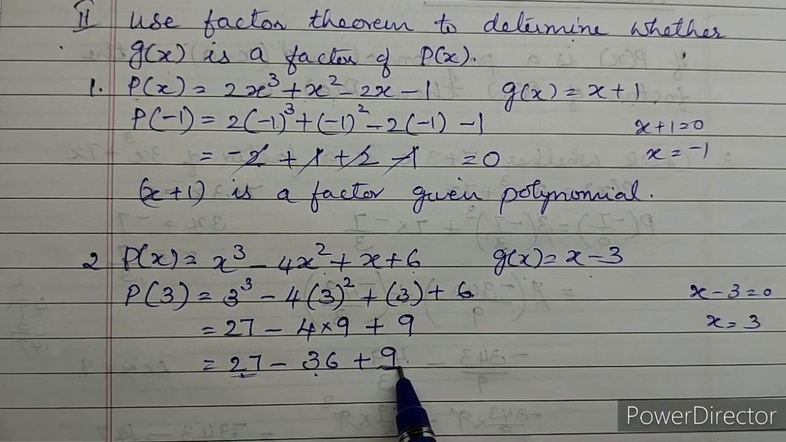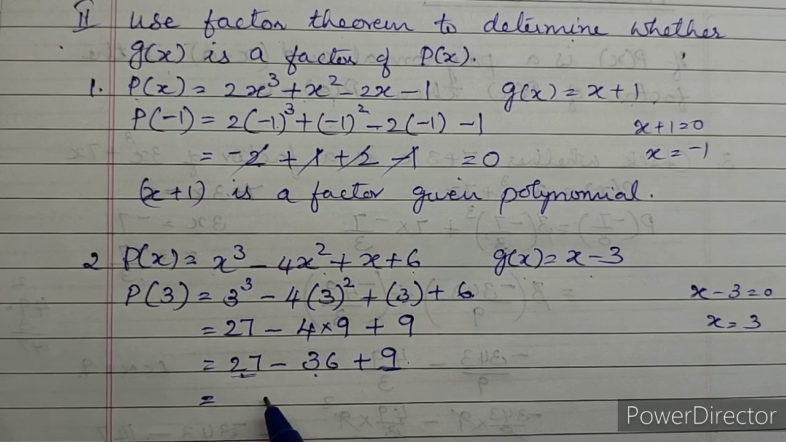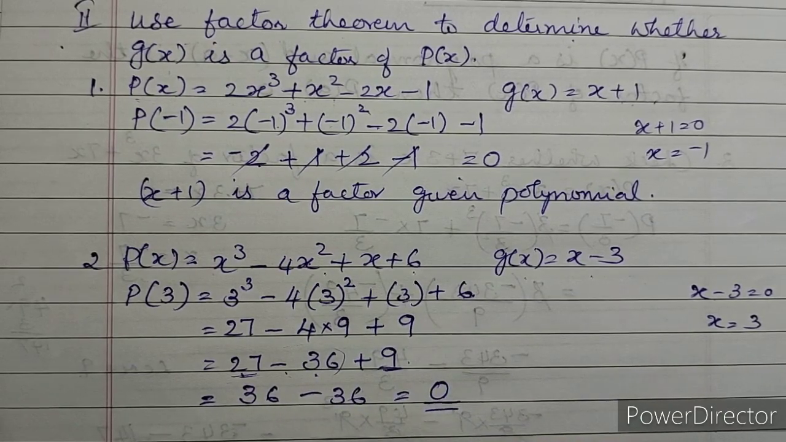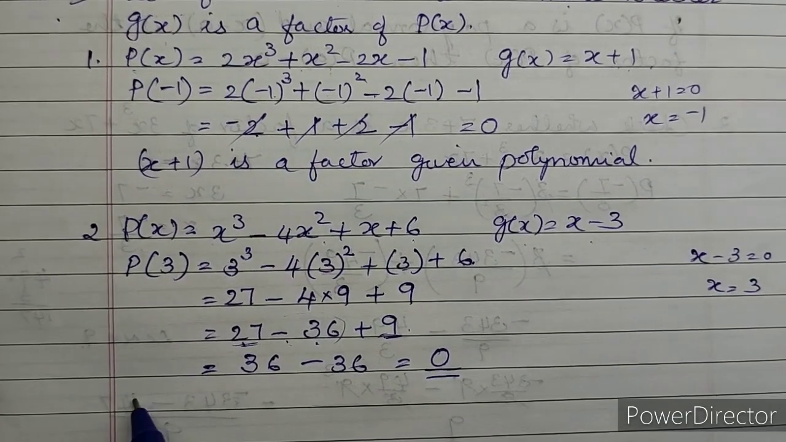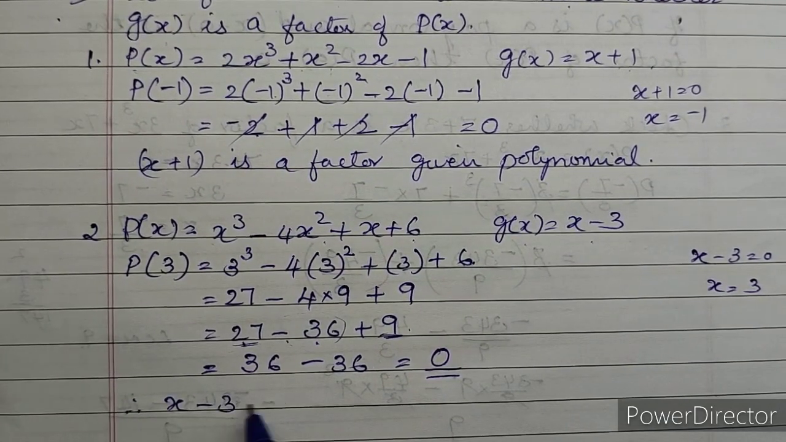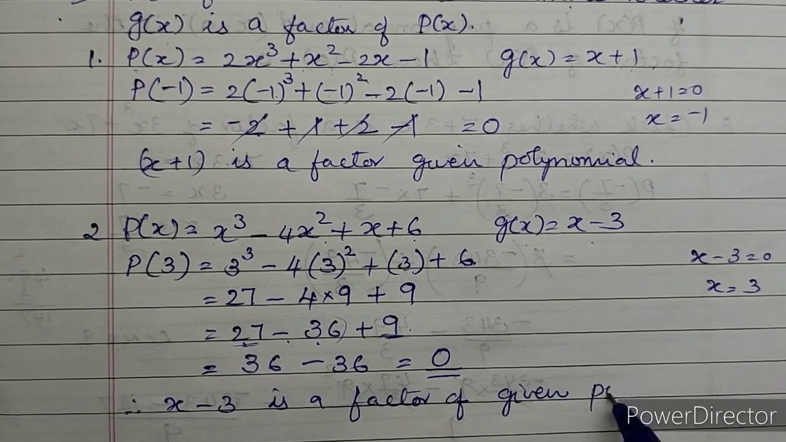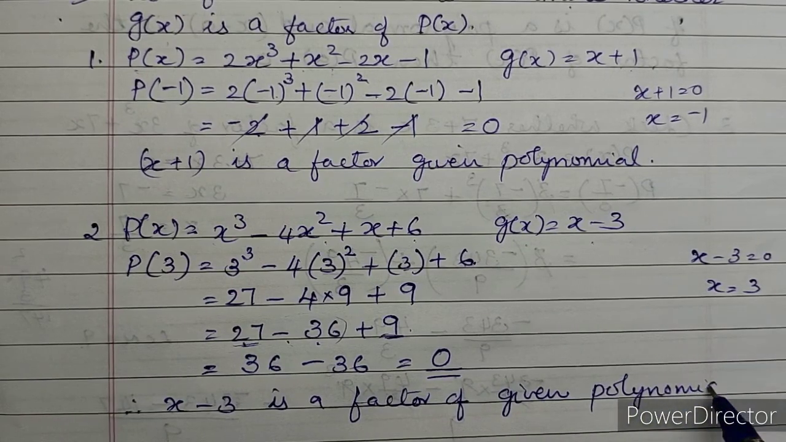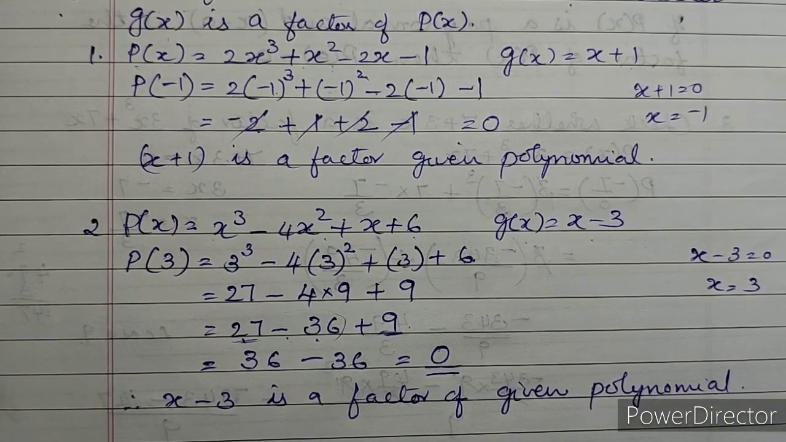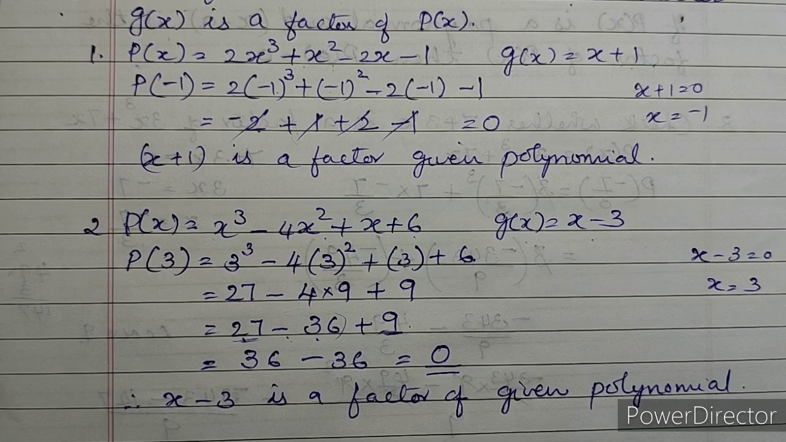27 and 9 both are positive, you can add both. 27 plus 9, how much? It is 36 only. 36 minus this minus 36, both will get cancelled. The answer is 0. So what can you write as conclusion? Therefore, x minus 3 is a factor of the given polynomial. So any sum like this, if it is given also, you can do without any mistake.